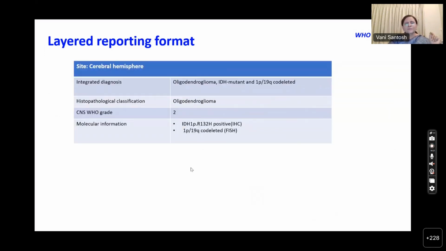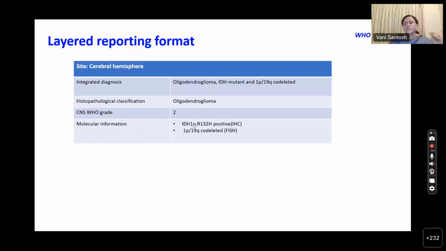Let us look at 2 examples. This is the first example. The integrated diagnosis is a complete WHO diagnosis here. It's oligodendroglioma, IDH mutant and 1p19q co-deleted. Histopathological classification is oligodendroglioma and the grade is 2. I've just taken an example of a grade 2.